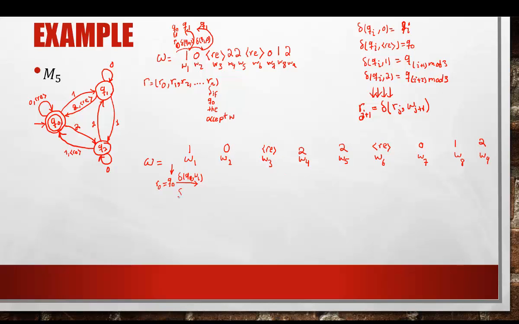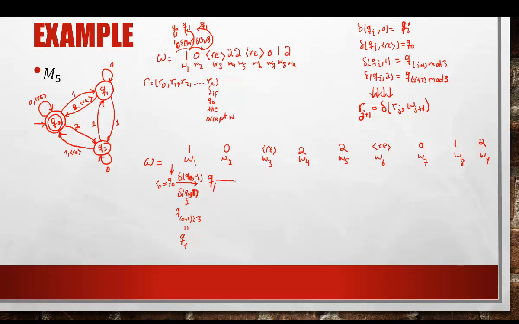Okay, so what is this? This is delta of Q sub 0 and 1. According to my transition function up here, Q sub i and 1 goes to Q sub i plus 1 mod 3. So this goes to Q sub 0 plus 1 mod 3, which is equal to Q sub 1. So I'm going to go to Q sub 1.